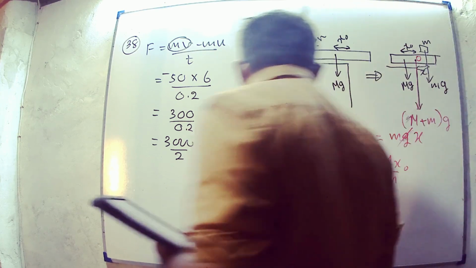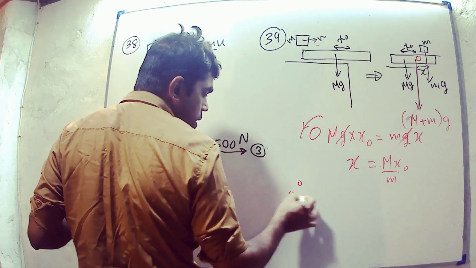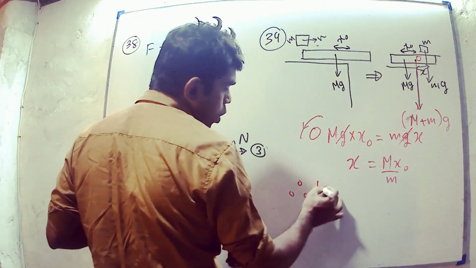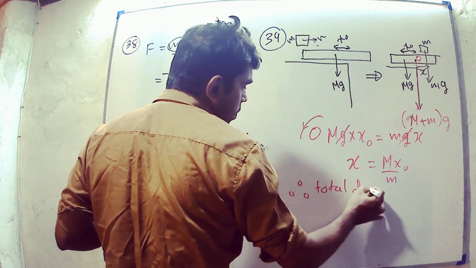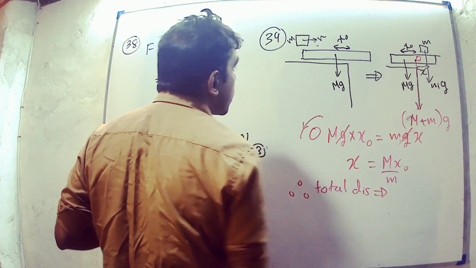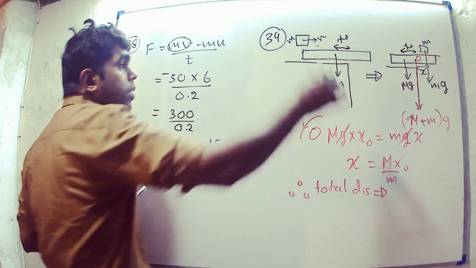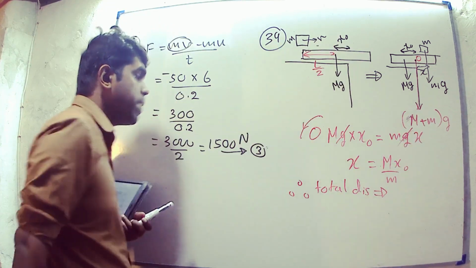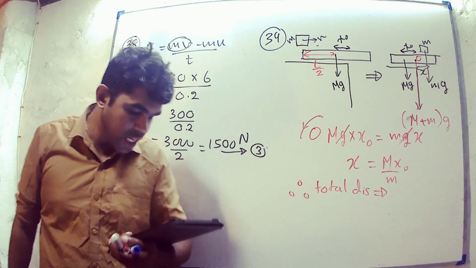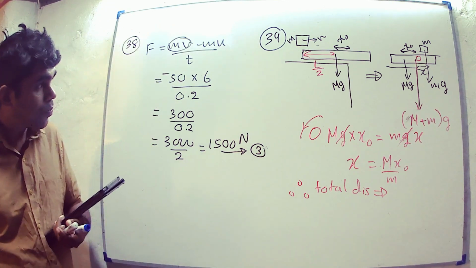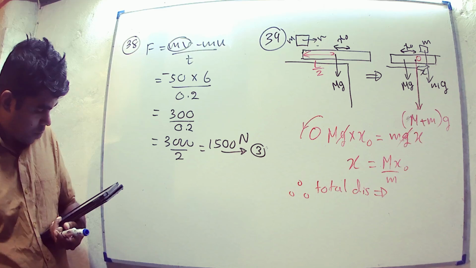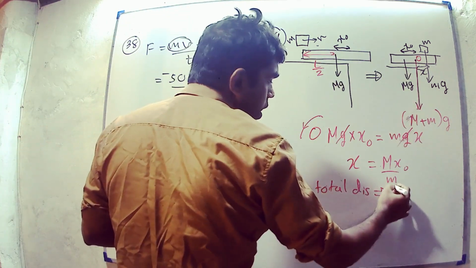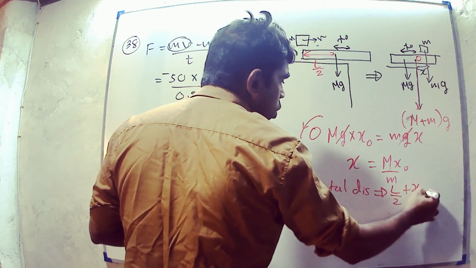Therefore, total distance should travel by the simple m. Total distance. This distance is L divided by 2. Length of the strip is capital L. It is given in the question. Length divided by 2 plus x0 plus x. L over 2 plus x0 plus x.